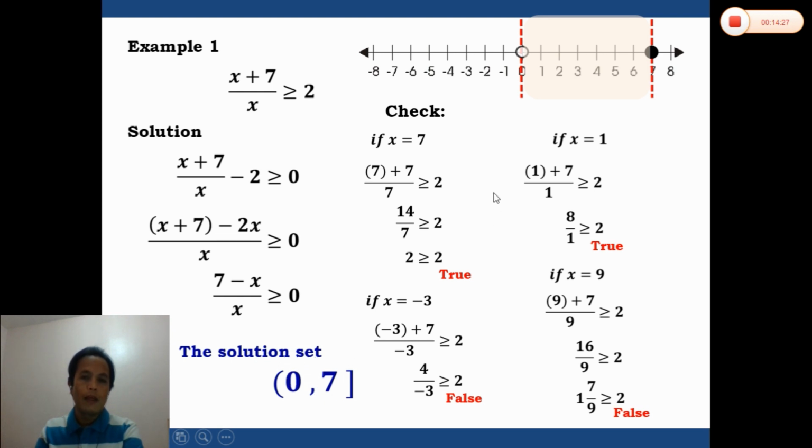So what does this mean? The boundary here, which is 0, is not part of the solution set. 0 is not part of the solution set, that's why we use the parentheses. That is being indicated in a hollow dot. While 7, we use the bracket here because this boundary 7 will give us a true statement, so meaning 7 is part of the solution set. Meaning, the solution set of this inequality is in between 0 and 7, that includes positive 7 here. So these values are the solution set for this inequality.